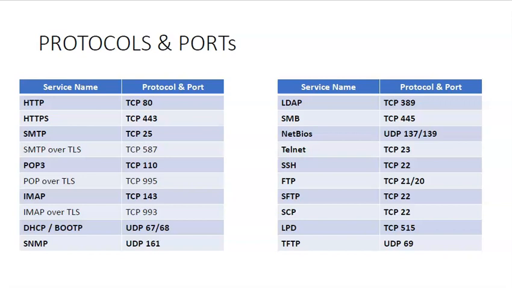Then we have TFTP. UDP 69 is the port on which TFTP normally runs, and it is the Trivial FTP, used to transfer small files from one location to another, such as on Cisco routers, Cisco switches or other routers and switches. We use a TFTP server to send new images to Cisco routers, switches or other network devices from the server to that particular device. We also use the same in VoIP communication.